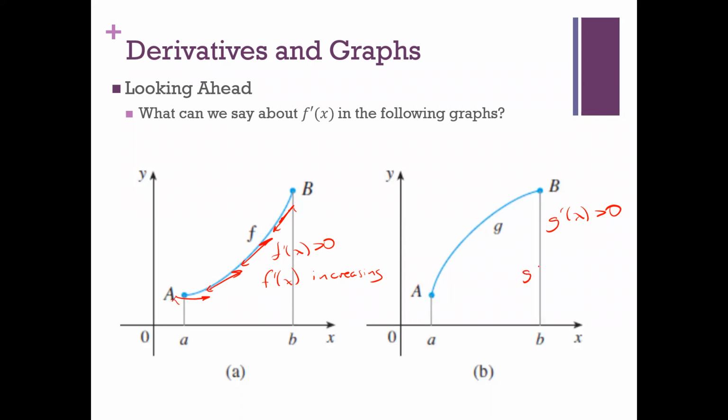Could I say that g prime of x is greater than 0? We already said that. Is g prime of x increasing? If I were to draw a tangent line here, it'd be pretty vertical. Over here, look at what's happening with the tangent lines as I move to the right. What does that tell you about g prime of x?